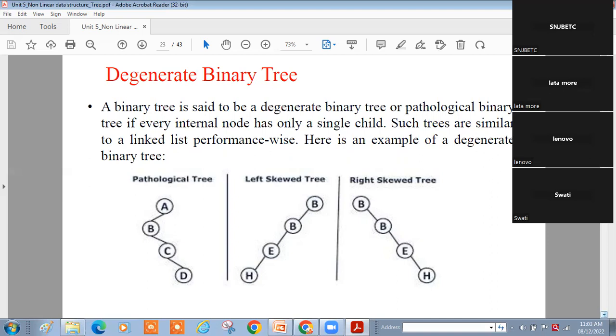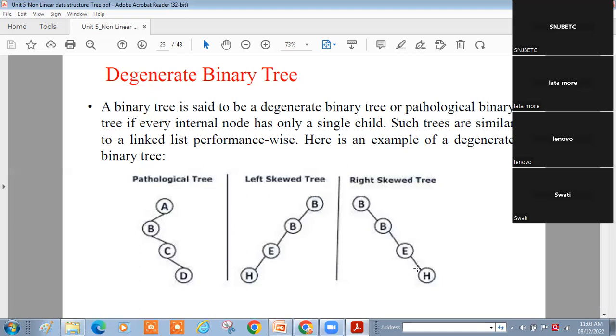So here I am saying that for a degenerate binary tree, every node has only one child. A has one child, B, then C, then D. For B, it is B, E, F. Here it is B, E, H. All of them are kept on one particular side. If they are kept on the left, it is called left skewed. If they are connected on the right, it is called right skewed.